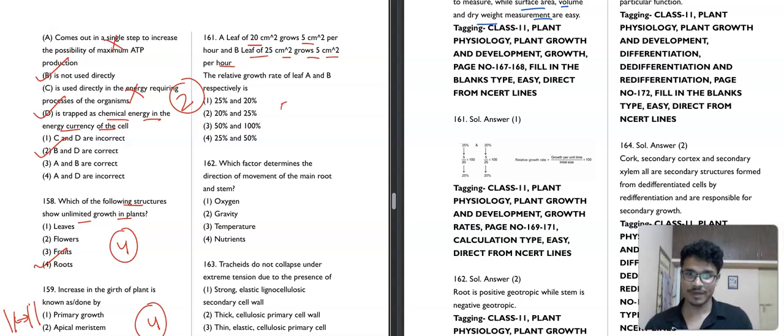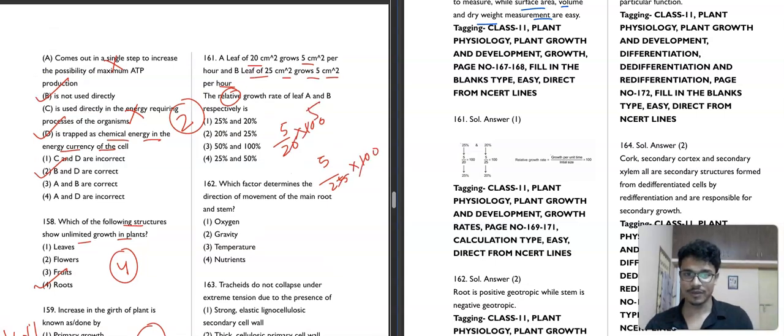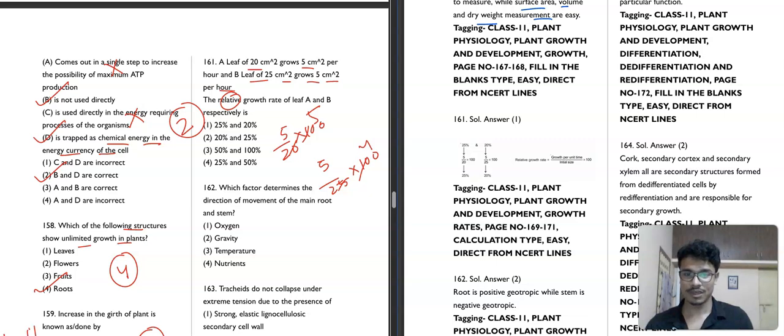Okay. So it will be 5 divided by 20. And then the next one is saying 5 centimeter growth, which is 25. So you have to find the relative growth. This is the relative growth. This should be multiplied with 100. So it will be 25 and it will be 20. So relative growth is 25 and 20. First option is our correct answer.